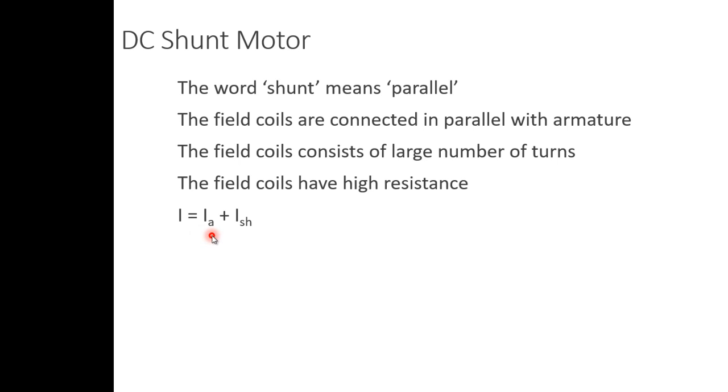This is the current equation: I is equal to Ia plus Ish. I is nothing but IL, the load current. The shunt field current Ish is equal to V divided by Rsh. This formula we have already seen in the DC shunt generator.